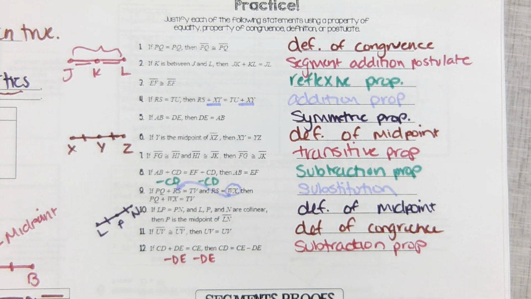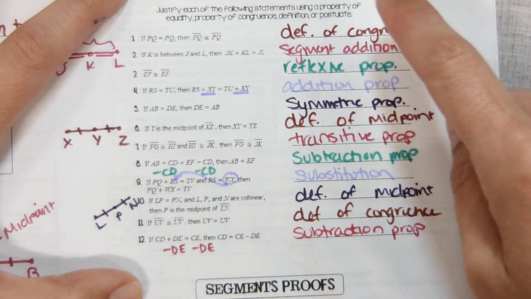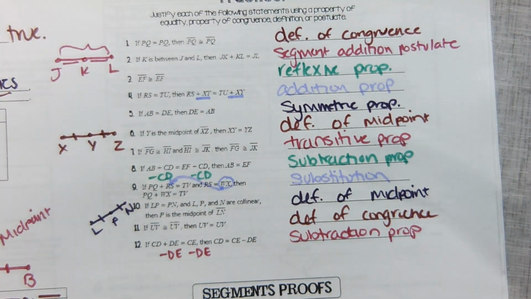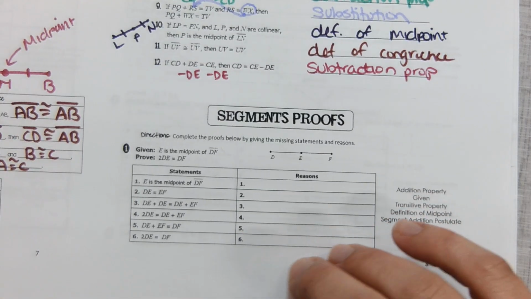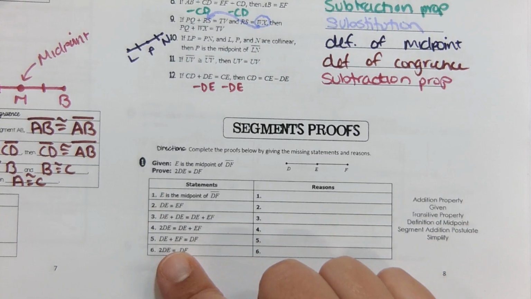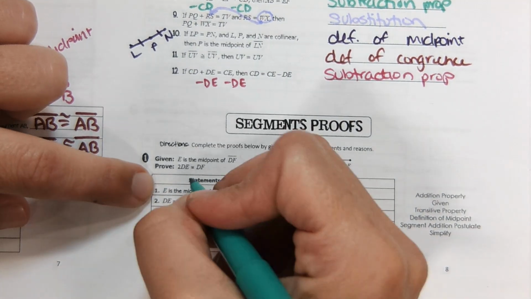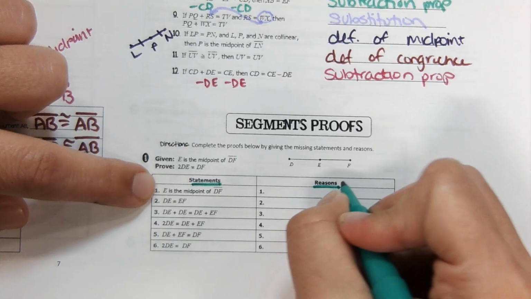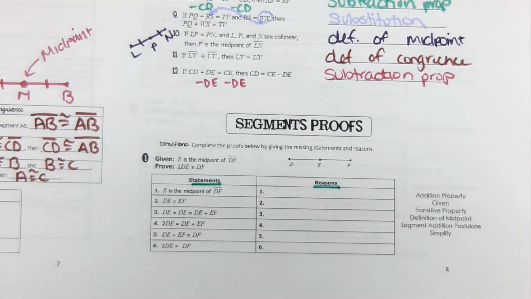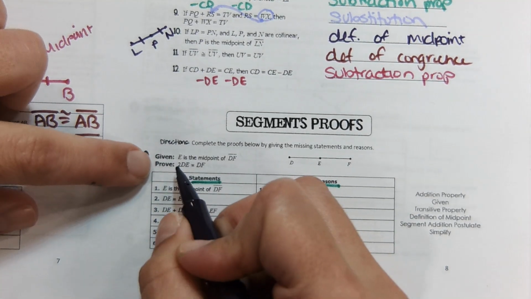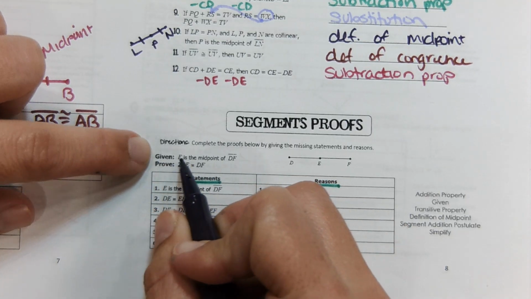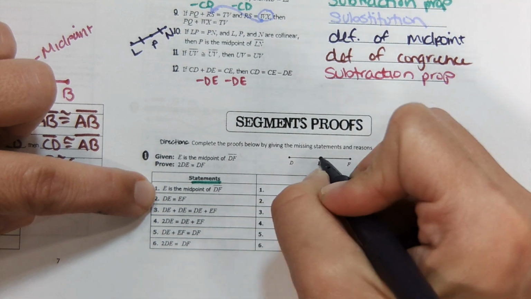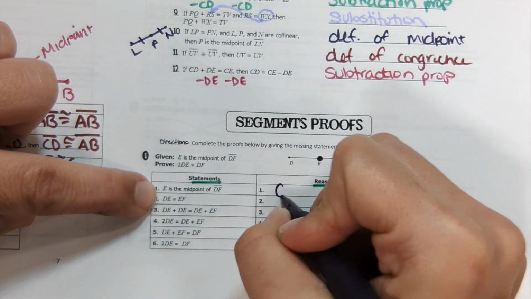Okay, so what we're going to do from here is we're essentially doing this same thing. We're just looking at the situation and identifying a property or definition or something that would explain that situation. And that's what we're going to be doing in the proofs here. So here we have a 2-column proof. The left column is the statements and the right column is always the reasons. It will always give you a given. So this given goes in the first line. So given is E is a midpoint of DF, and we write given here.